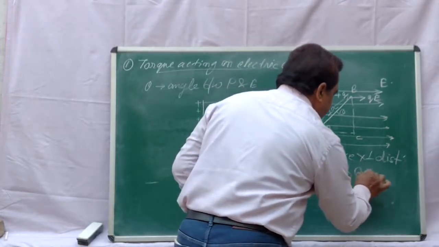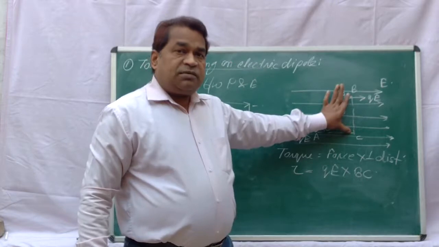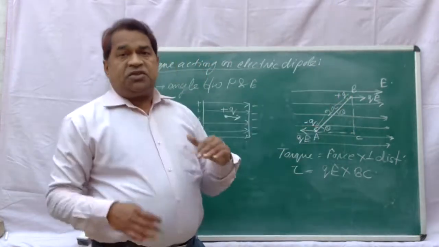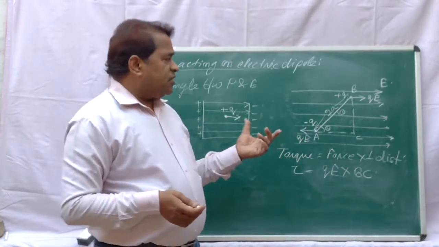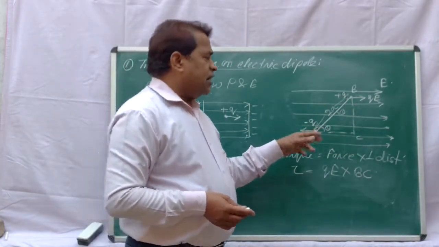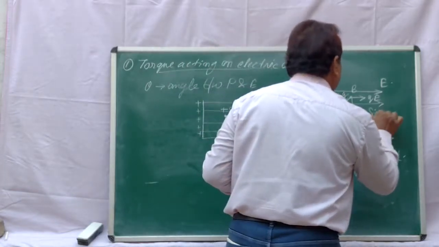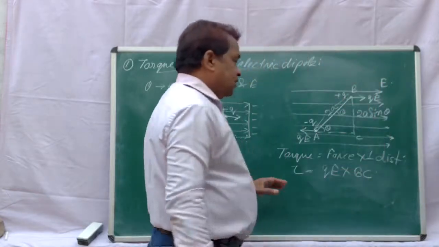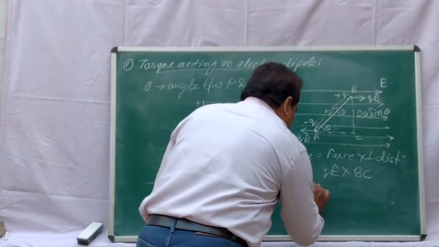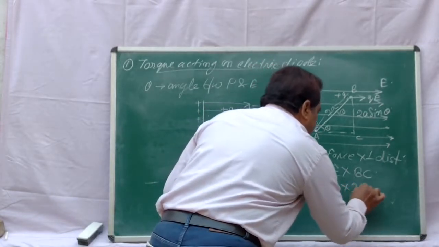Here we can write BC. Now what is the value of BC? This is because the perpendicular and hypotenuse is 2a, and sine theta, as we know, is equal to perpendicular upon hypotenuse. So that's why BC will be equal to 2a sine theta. Putting the value of BC, we will get torque is equal to qE into 2a sine theta.